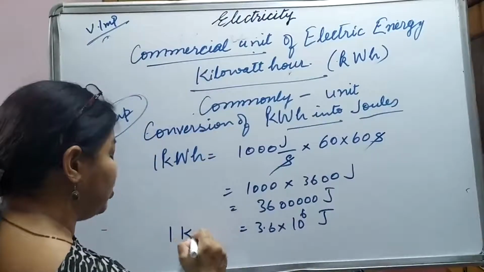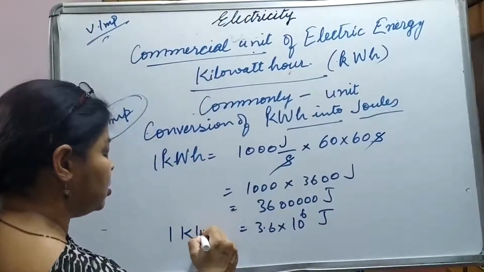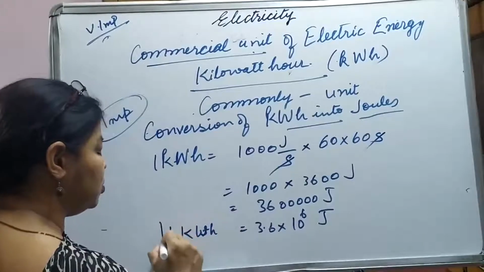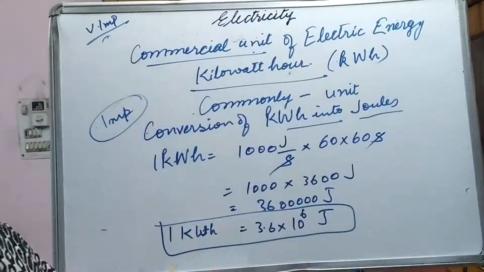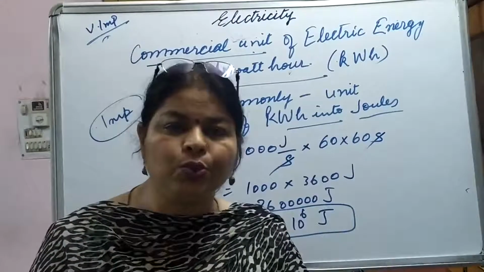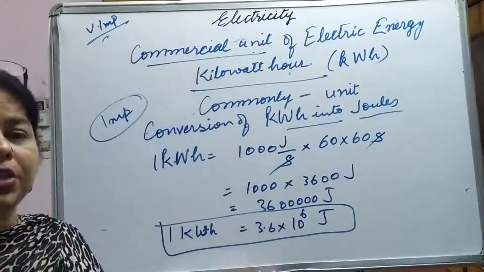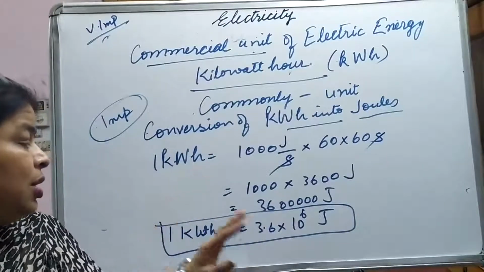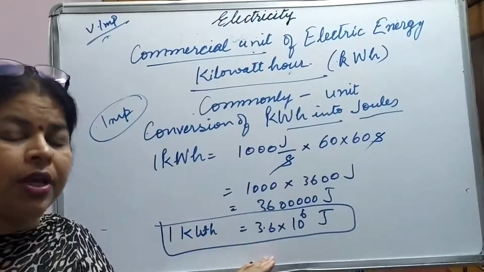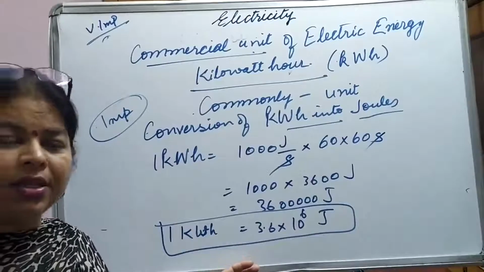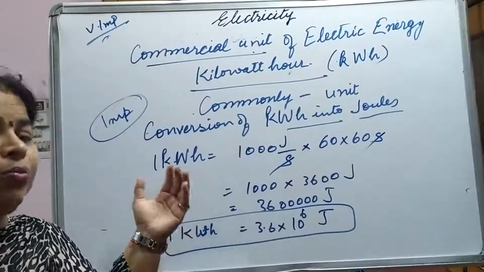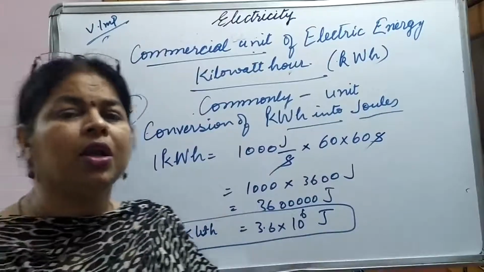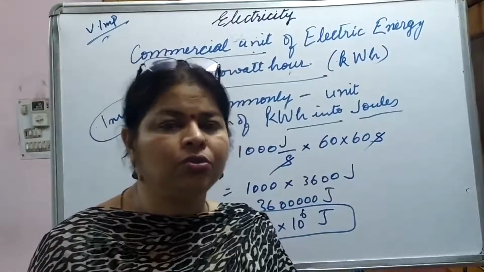So 1 kilowatt hour is equal to 3.6 into 10 raised to power 6 joule. This is how we can convert kilowatt hour into joules. It can be used in numericals, and you can also be asked to convert 1 kilowatt hour into joules in a 1 mark or 1.5 mark question.